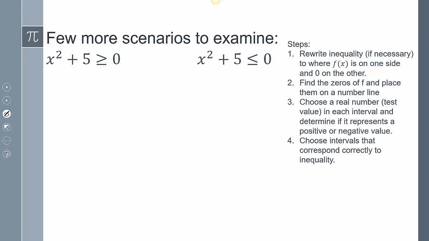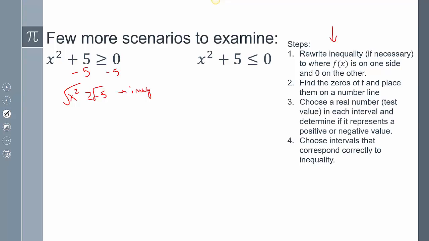Now, a few more scenarios to examine. If I were to try and plot this, or trying to find the actual answer, notice by minus 5 on both sides, it gives me x squared is greater than or equal to negative 5. If I take the square root, I know I'm going to get imaginary values. So our conventional method of what we did here isn't going to work.